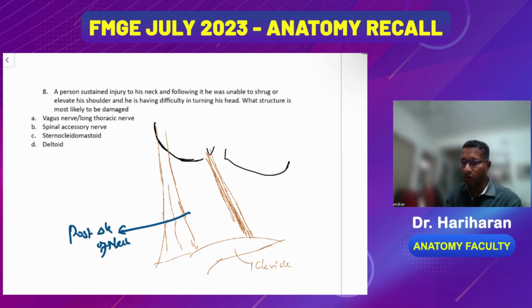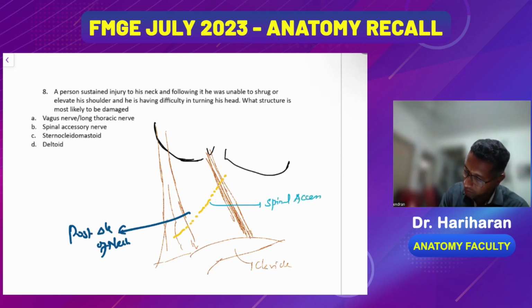Okay, one important nerve runs from the anterior to posterior direction. This nerve which is running here is called the spinal accessory nerve, a part of the 11th cranial nerve, and on its way it supplies the sternocleidomastoid. On its way, it also supplies the trapezius muscle.